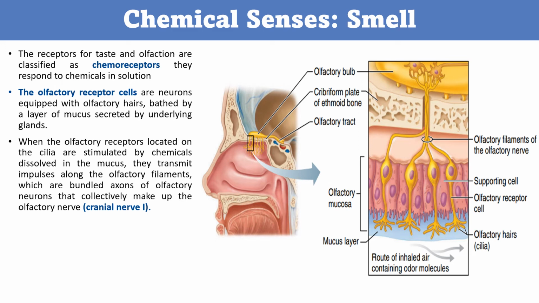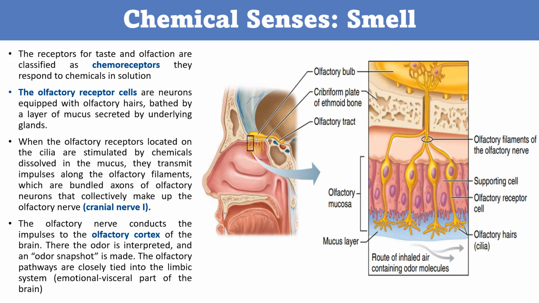When olfactory receptors located on the cilia are stimulated by chemicals dissolved in mucus, they transmit impulses along the olfactory filaments, which are bundled axons of olfactory neurons that collectively make up the olfactory nerve, or cranial nerve 1. The olfactory nerve conducts the impulses to the olfactory cortex of the brain. There, the odor is interpreted and an odor snapshot is made. The olfactory pathways are closely tied into the limbic system, the emotional visceral part of the brain.